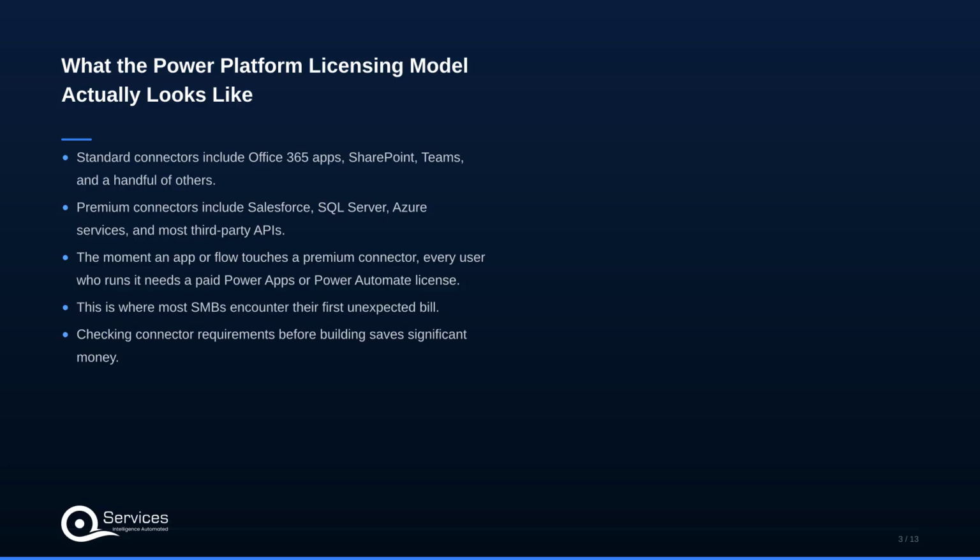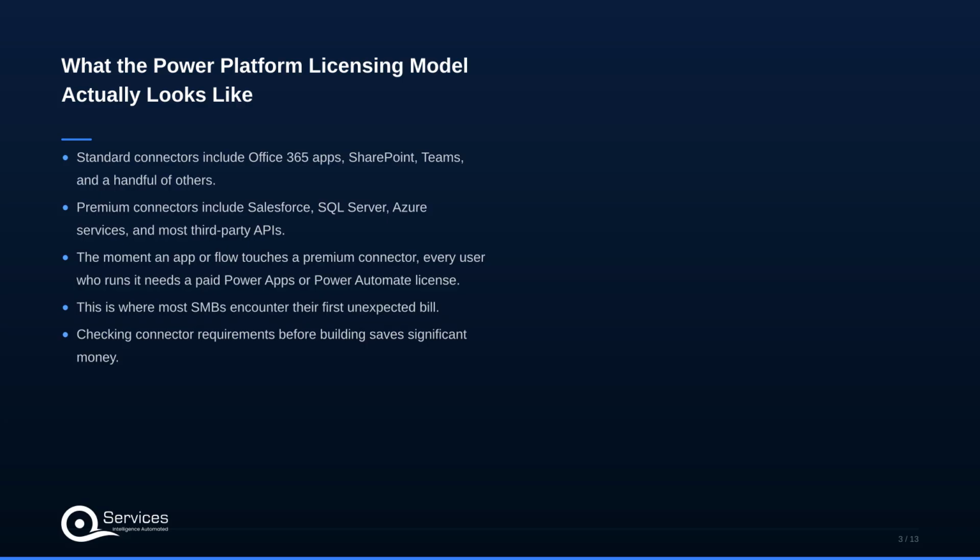The key concept to grasp upfront is the distinction between standard connectors and premium connectors, because that line determines which licensing tier you need. Standard connectors include Office 365 apps, SharePoint, Teams, and a handful of others. Premium connectors include Salesforce, SQL Server, Azure Services, and most third-party APIs.